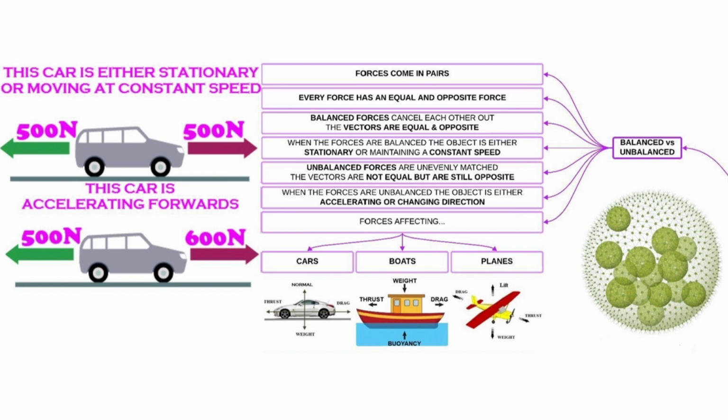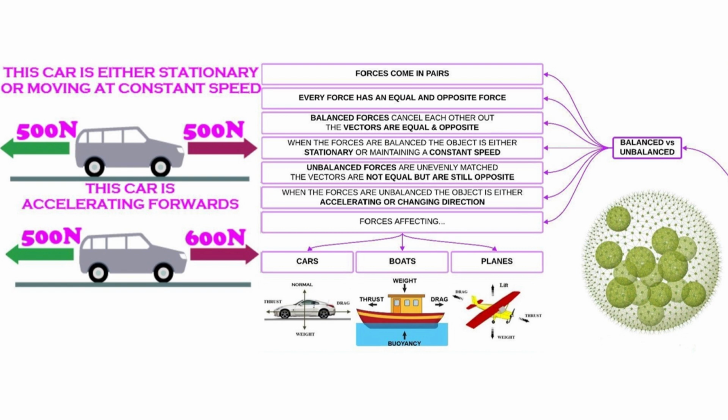Forces come in pairs. Every force has an equal and opposite force. Balanced forces cancel each other out, and the vectors are equal and opposite. When forces are balanced, the object is either stationary or maintaining a constant speed. Unbalanced forces are unevenly matched. The vectors are not equal, but are still opposite. When the forces are unbalanced, the object is either accelerating or changing direction.